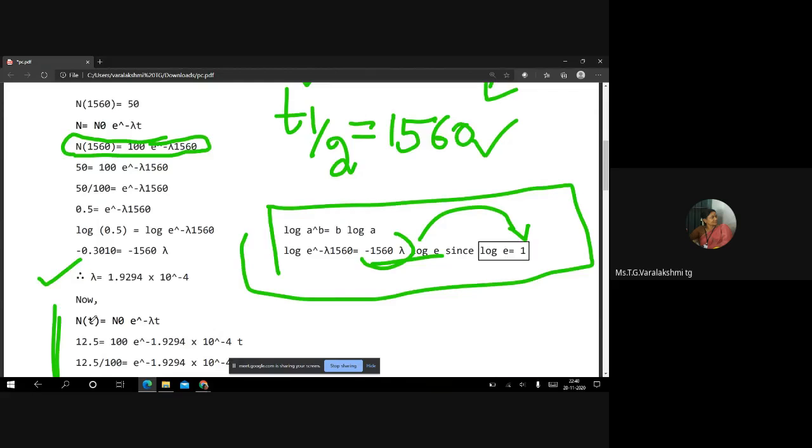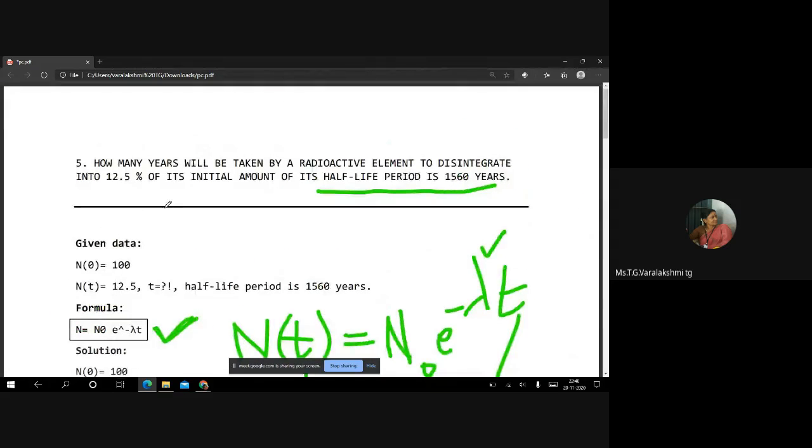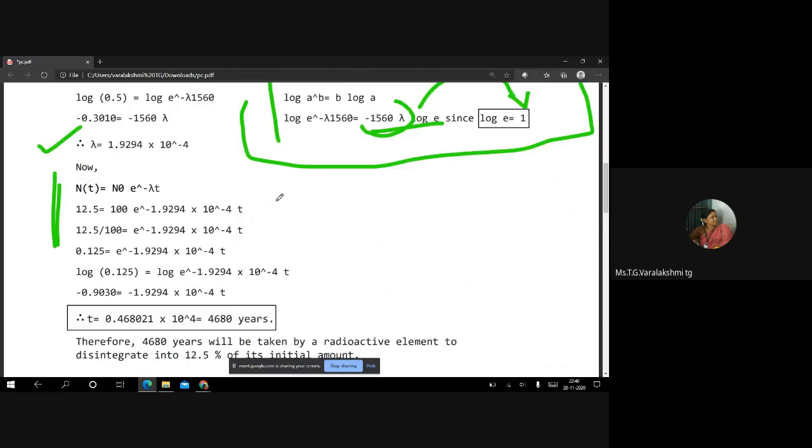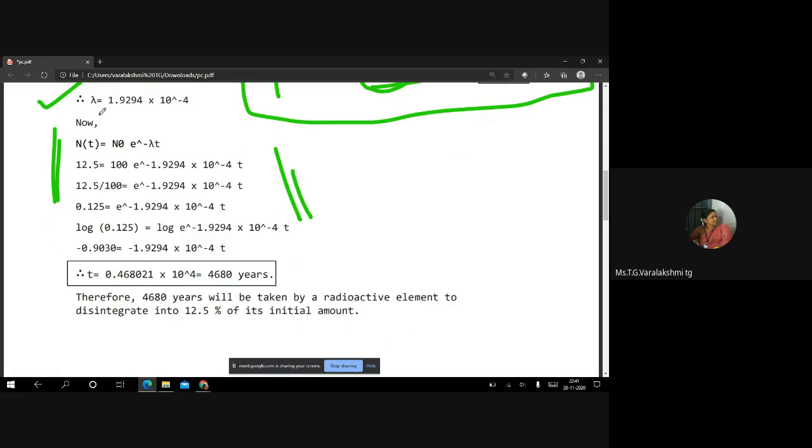radioactive nuclei to be disintegrated at some time that we should find is given as 12.5 in the question. Just plug in here, and in the place of n naught, it is 100, the initial amount of radioactive nuclei, and substitute the value of lambda also. And once you get the exponential equation, take log on both sides. The same way you found lambda, the same thing goes for t also.